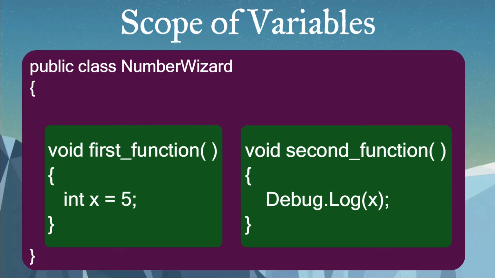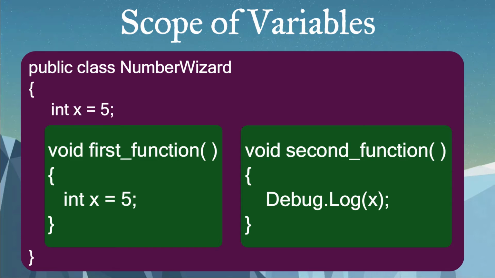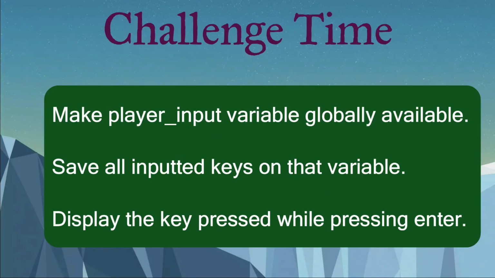Now, if we need a variable which needs to be accessed by all functions, or globally, then we declare our variable outside of any methods, inside the class. Like this. Now the variable x is globally available in every part of the NumberWizard class. So we can use variable x from any function inside the current class, to change its value or to display its value. It's challenge time. Make your playersInput variable globally available, and collect all the inputted keys in that variable. Finally, display the collected variable when the player presses the enter key on the keypad. So pause the video now, and give that a go.